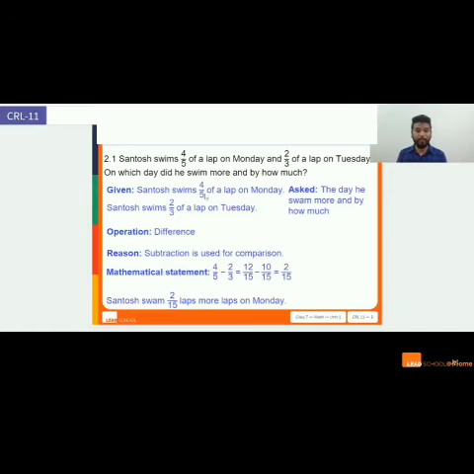Now the mathematical statement will be: I will subtract how much Santosh swam on Monday from how much he swam on Tuesday. Correct? 4 by 5 minus 2 by 3.